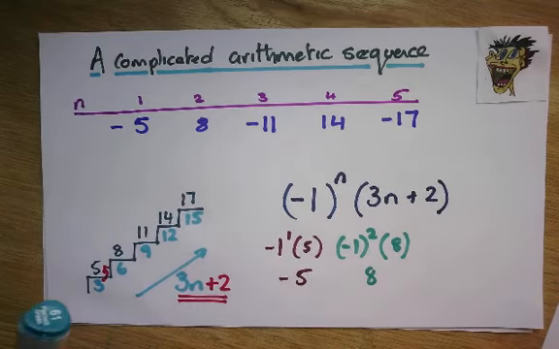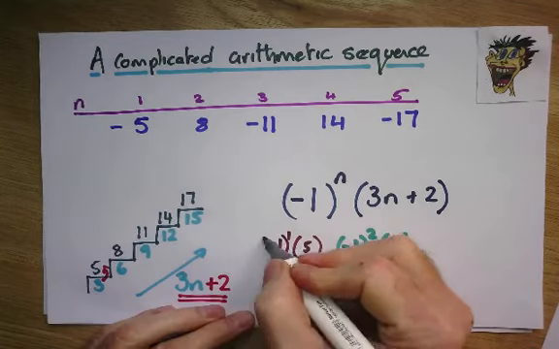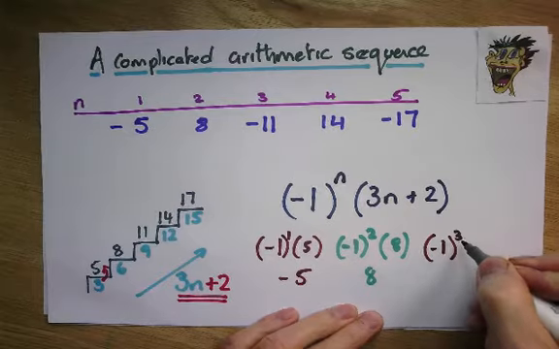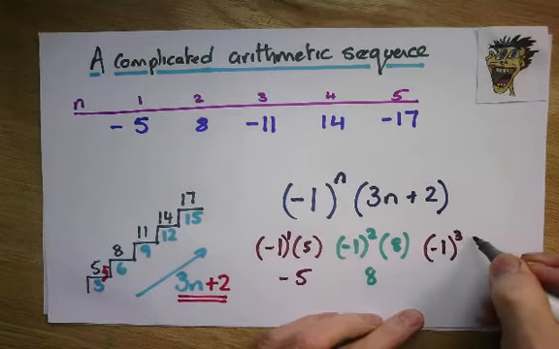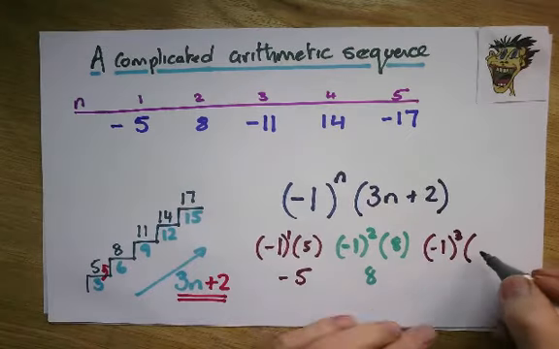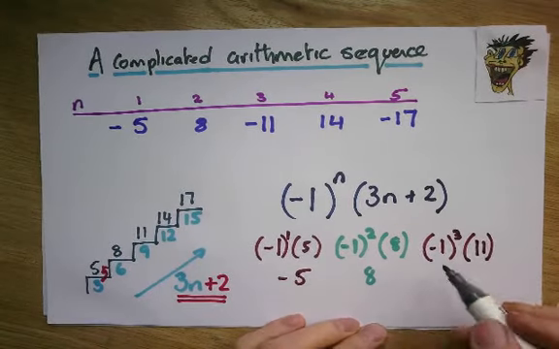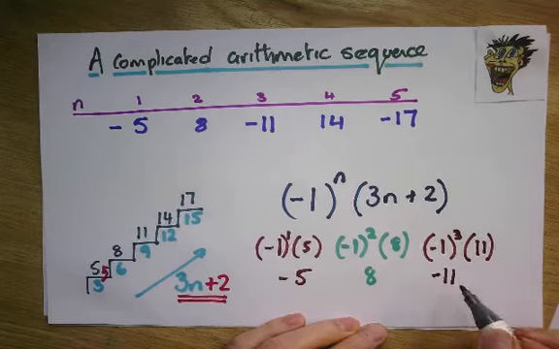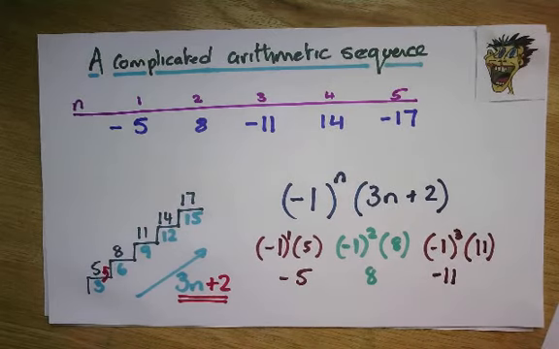And I should have put this in brackets really, shouldn't I? There we go. So this one, that's the third term. And in brackets here, when 3 goes in, oh, I know it's 11. 3 3s are 9 plus 2 is 11. Look what happens. -1 to the power 3 is minus. So we get -11.